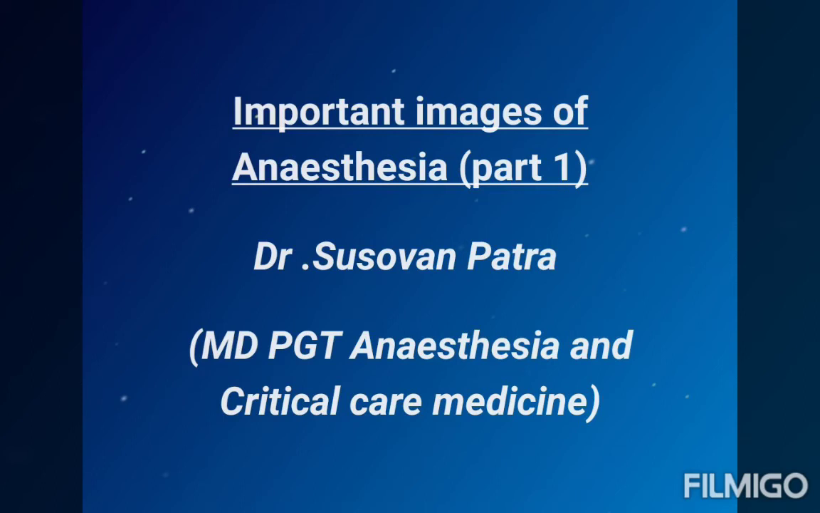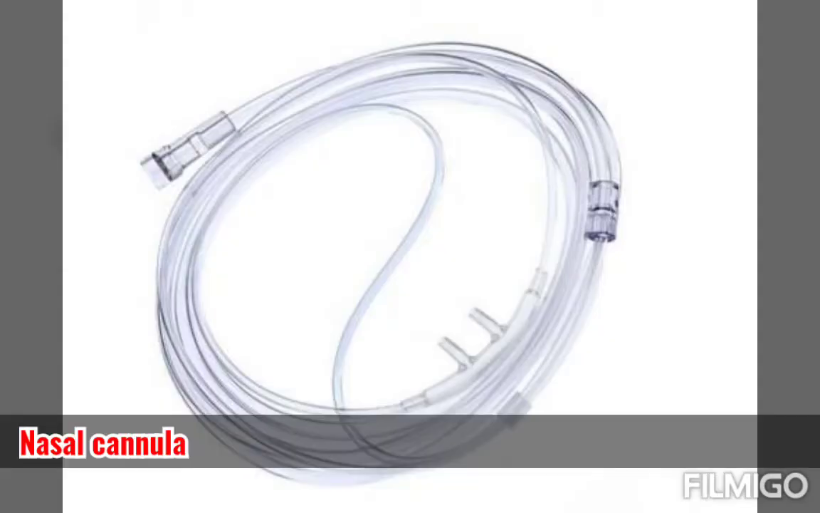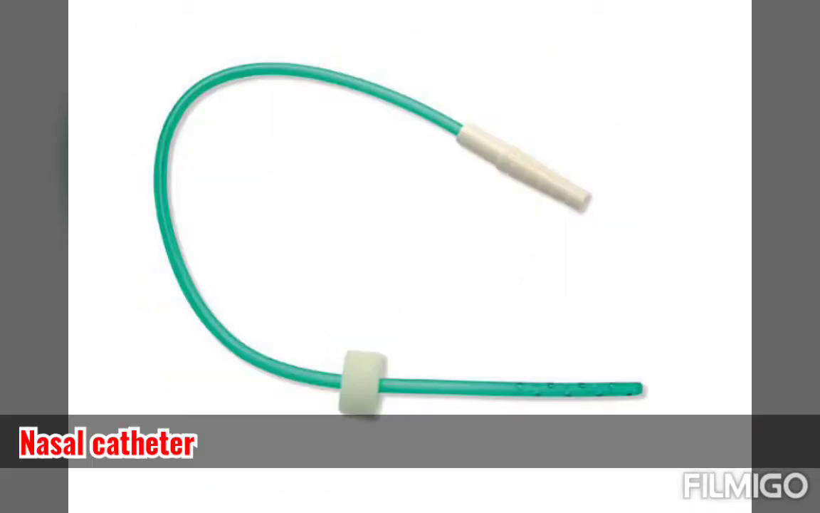Today we discuss some important images of anesthesia. Firstly, this is a nasal cannula, through which we can give oxygen up to 6 liters per minute. Next, this is a nasal catheter.